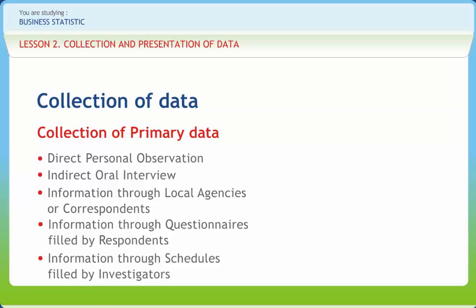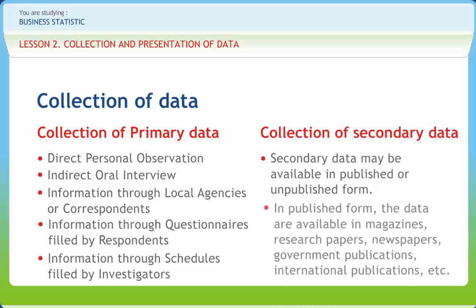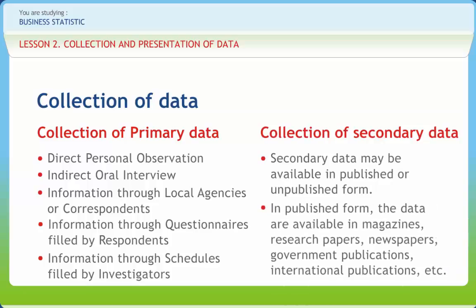The data collected and used by some other person or agency for an investigation in the past, when used for the investigation of a current problem, is known as secondary data. Secondary data may be available in published or unpublished form. In published form, the data are available in magazines, research papers, newspapers, government publications, international publications, etc.